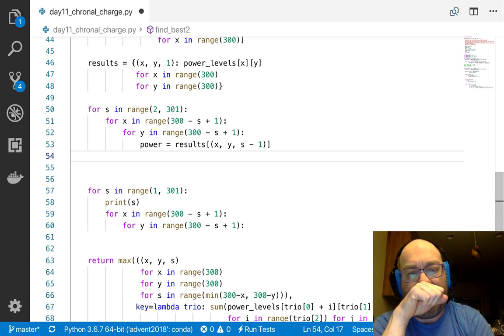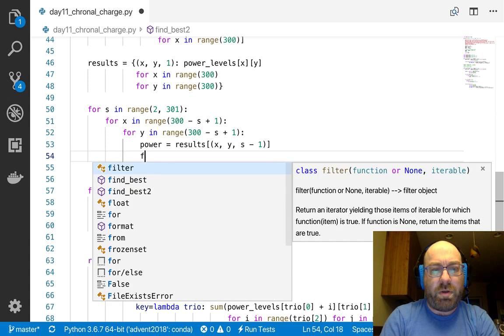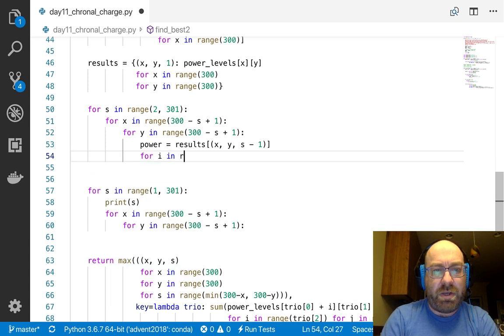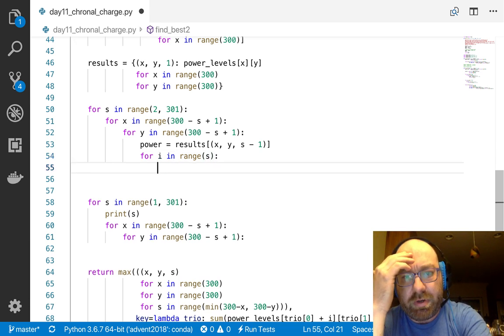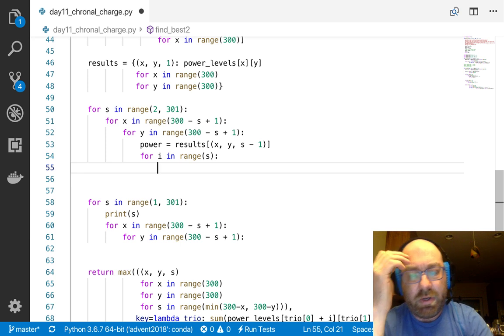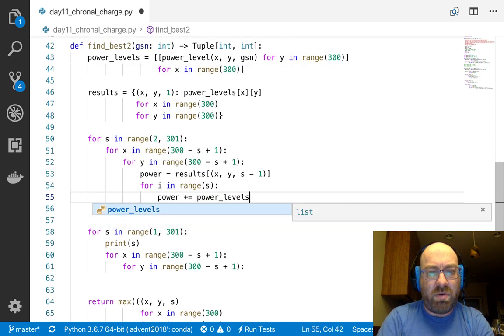And then now I need to add on another, you know, for i in range s. So if I have like a 10 by 10 and I go, now I'm going to do 11 by 11, I get 10 by 10. Power plus equals power levels.